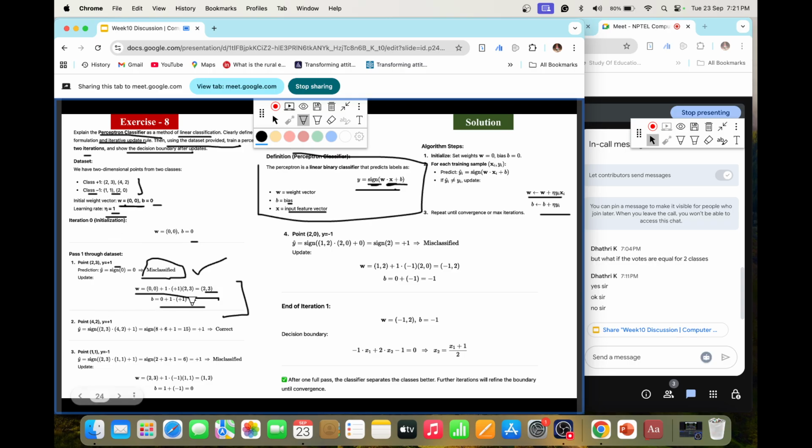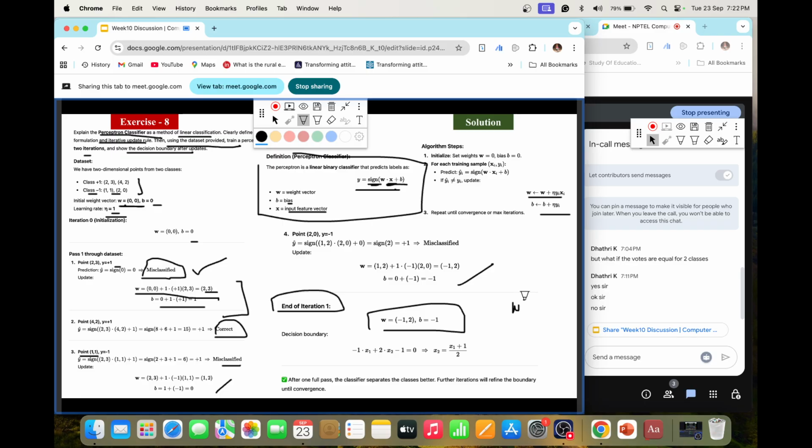Similarly, for point 2, when we put this weight and bias in point 2, our answer is coming correct, so we do not have to update it. For point 3, again it is misclassified, so again we have to update. For point 4, again it is misclassified, again we have to update. So at the end of iteration 1, where an iteration means going through all the data points, we have gone through each of these 4 data points. At the end of iteration 1, this is our weight and this is our bias.